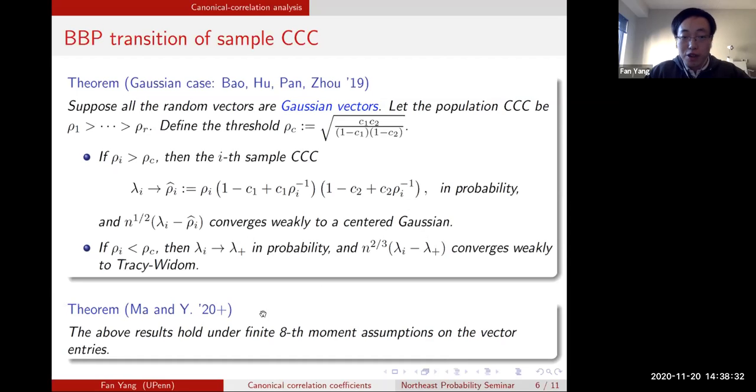So with a new method, we prove that all the above results actually hold only under a finite 8th moment assumption, and more precisely, only the CLT will depend on the 8th moment assumption. All the other results will only depend on the 4th moment.